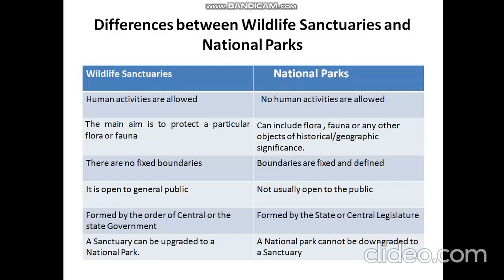Wildlife sanctuaries are open to general public, whereas national parks are not usually open to the public. Wildlife sanctuaries are formed by the order of central or the state government, whereas national parks are formed by the state or central legislature, and wildlife sanctuaries can be upgraded to a national park, whereas a national park cannot be downgraded to a sanctuary. So here you can see national parks are bigger than wildlife sanctuaries.